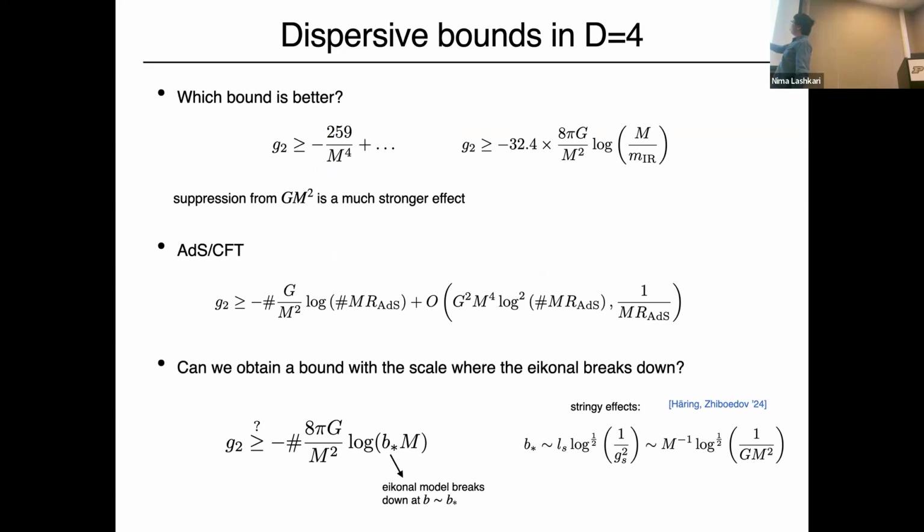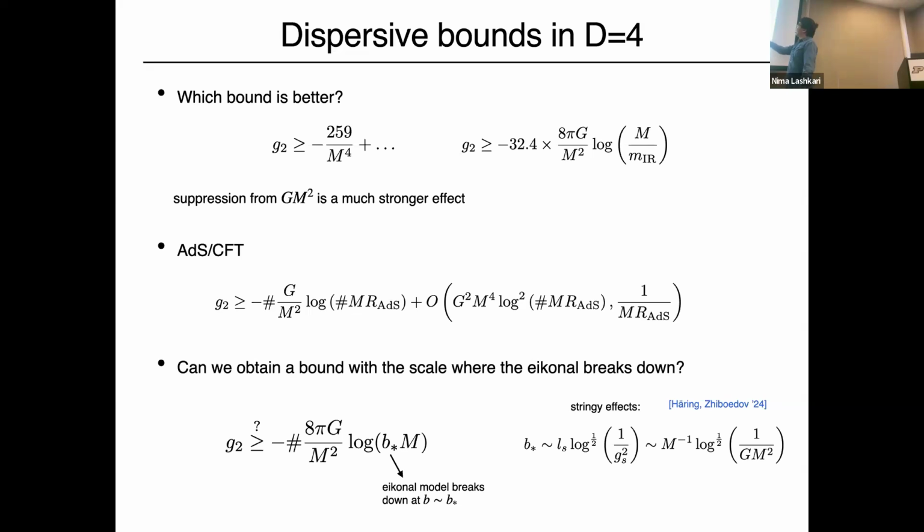You can ask which one is better, and it turns out that the suppression from G Newton is a much bigger effect. For example, this M is like the cutoff of your EFT. If you take it to be at some like 100 TeV or even higher, and you take this M IR to be the Hubble scale, you'll find that this log is a factor of 100 or 200. But the suppression from G Newton is a much smaller number. So if you just plug in some numbers here, you'll find that this number is much smaller than this number. Well, sorry, the absolute value of this number is much smaller than the absolute value of that one.